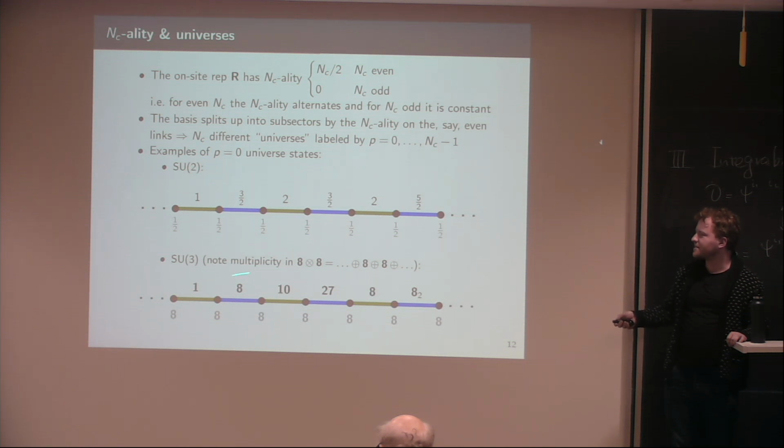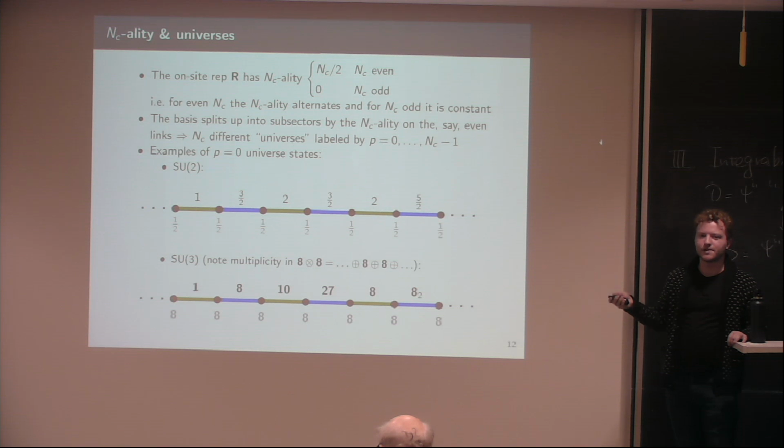So 1 times 8, there's an 8. 8 times 8, there's a 10 in there, and so on and so forth. I can keep tensoring. I have to keep track of multiplicity in this case for N_C greater than 2, which is an annoyance, but it's fine. But the key difference here: all these representations have 0 N-ality versus these alternate site to site, link to link.